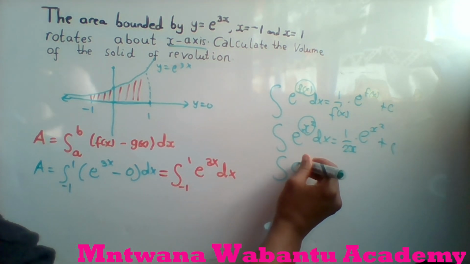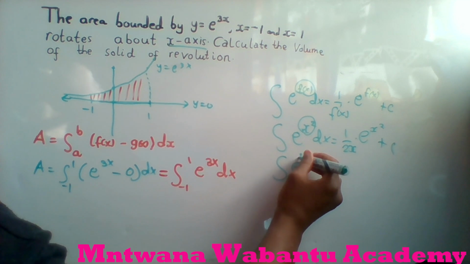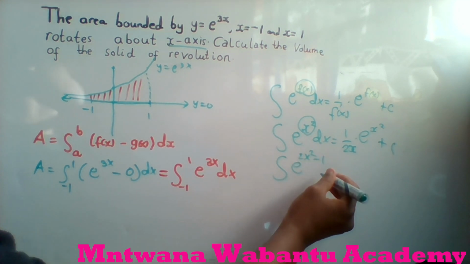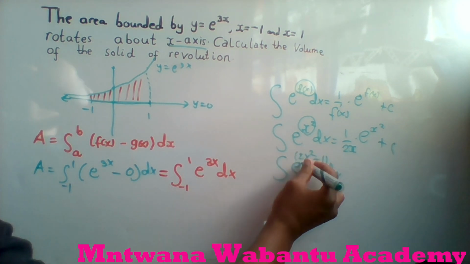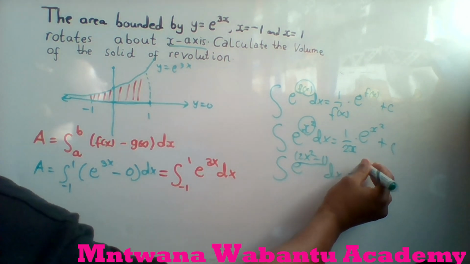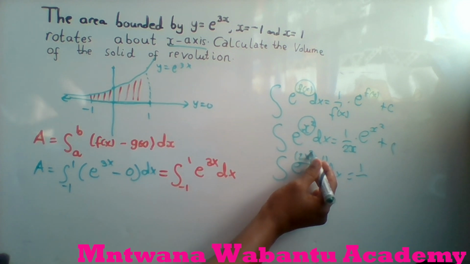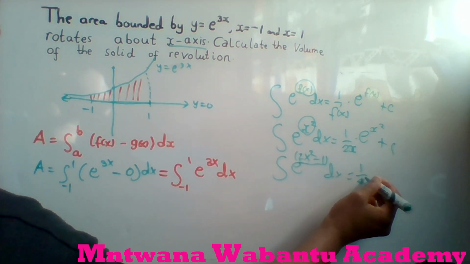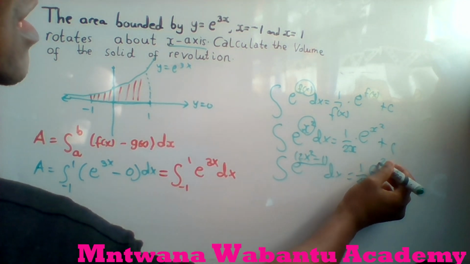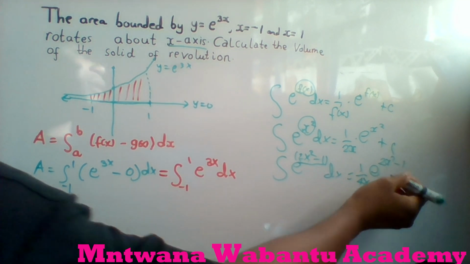Integral of e^(2x^2 - 1) dx. So what I'm going to do is differentiate the power, which is going to give me 1 over. When you differentiate, this is going to be 2, it's going to give 4x. So it's going to be 1 over 4x, and then write exactly e^(2x^2 - 1).